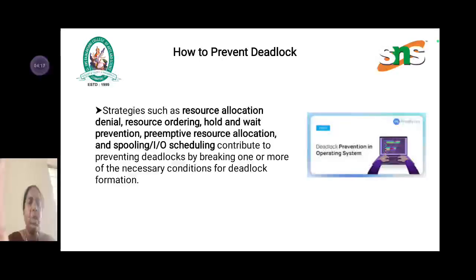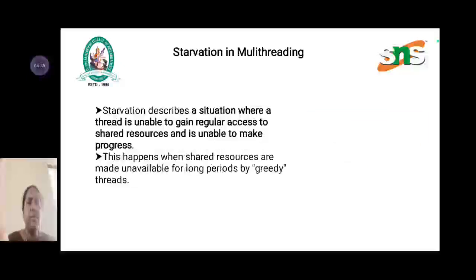How to prevent deadlock? Strategies such as resource allocation denial, resource ordering, hold and wait prevention, preemptive resource allocation and spooling input-output scheduling contribute to preventing deadlocks by breaking one or more of the necessary conditions for deadlock.